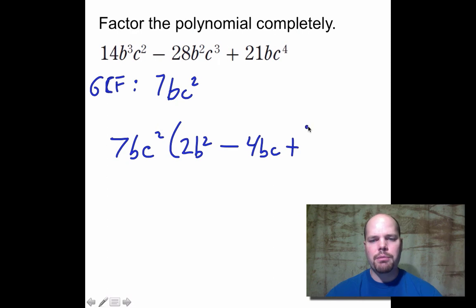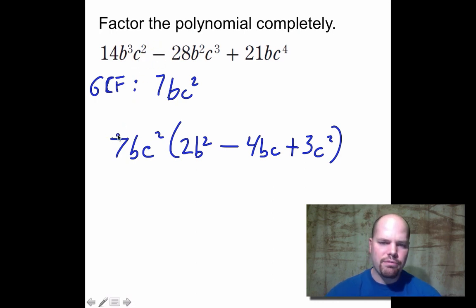And 21 divided by 7 is 3. B divided by b is 1. C to the fourth divided by c squared is c squared. All right, so this would be this monomial times this trinomial. This is this trinomial completely factored.